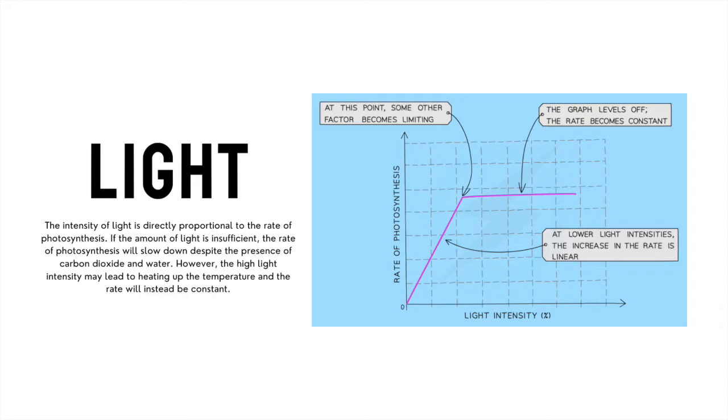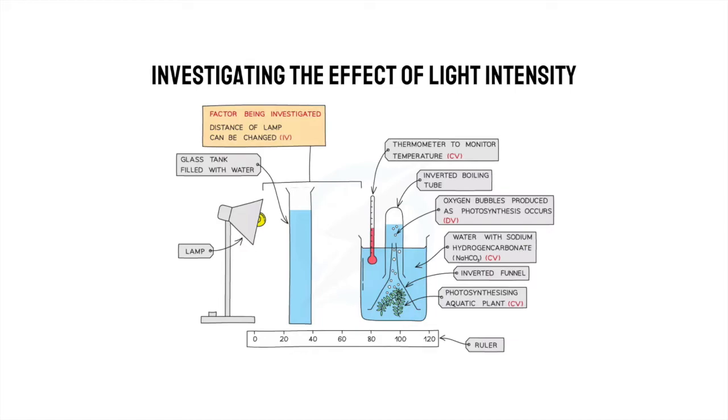If the amount of light is insufficient, the rate of photosynthesis will slow down despite the presence of carbon and water. However, high light intensity may lead to heating of the temperature, and the rate will instead be constant because of the interruption of other factors. To further investigate, we may conduct this experiment measuring the effect of light intensity on photosynthesis.